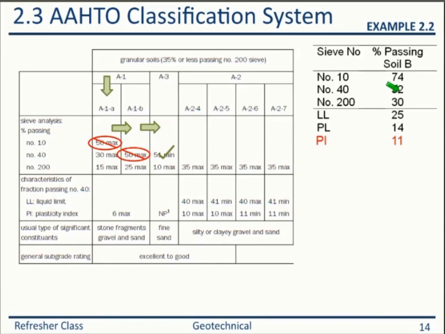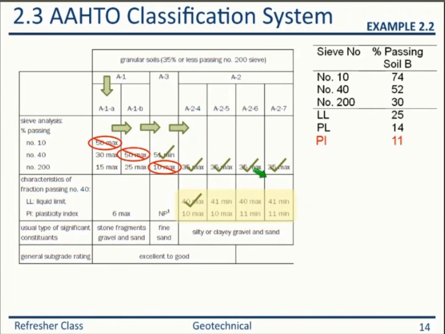If you move down, percentage passing number 200 sieve should be maximum 10%. Here it is 30%. So that is not correct, right? This 30% is passing number 200 sieve. So if you move here, you will see maximum 35, 35, 35, 35. These are the same value, right? So you could in fact check mark all of them because only 30% is passing, which is less than 35. Then liquid limit should be maximum 40, liquid limit is 25, so that's correct.